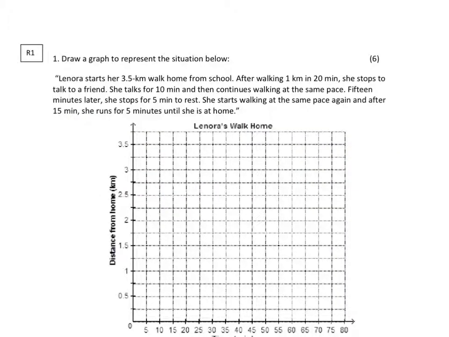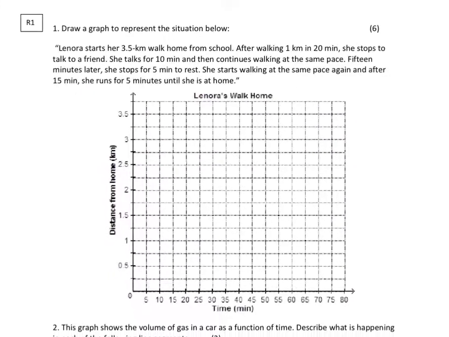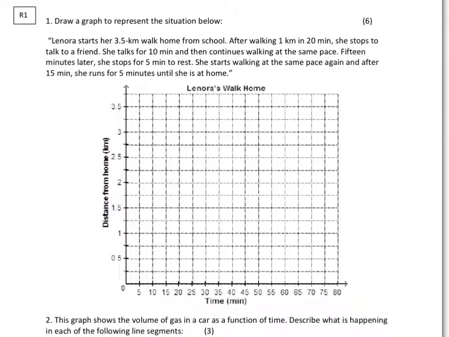So outcome R1 begins with the first question, which is drawing a graph to represent a situation. A lot of you didn't notice there was just one little problem to start with: she starts the walk home from school. So she's already at school, she's 3.5 kilometers from home. And this graph, the y-axis, asks us for the distance from home. Hey, wait a minute. She's starting here at 3.5 kilometers away from home.